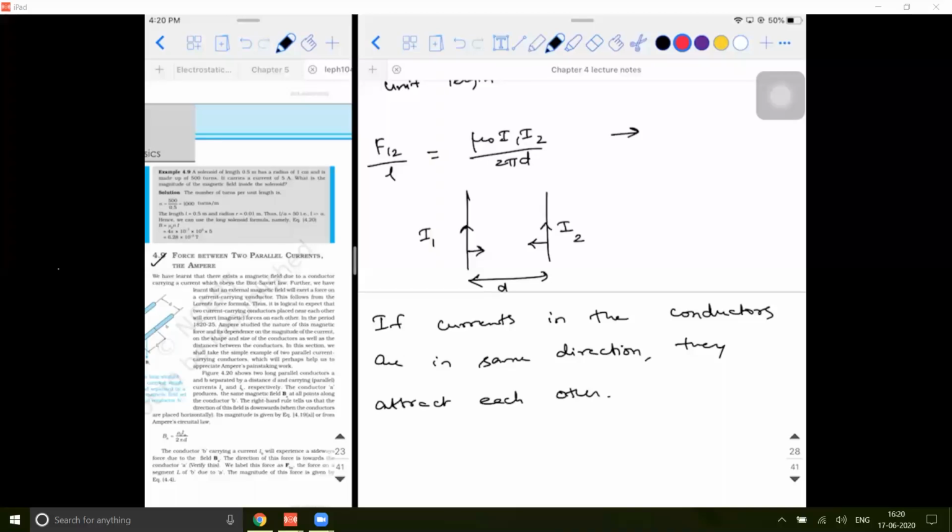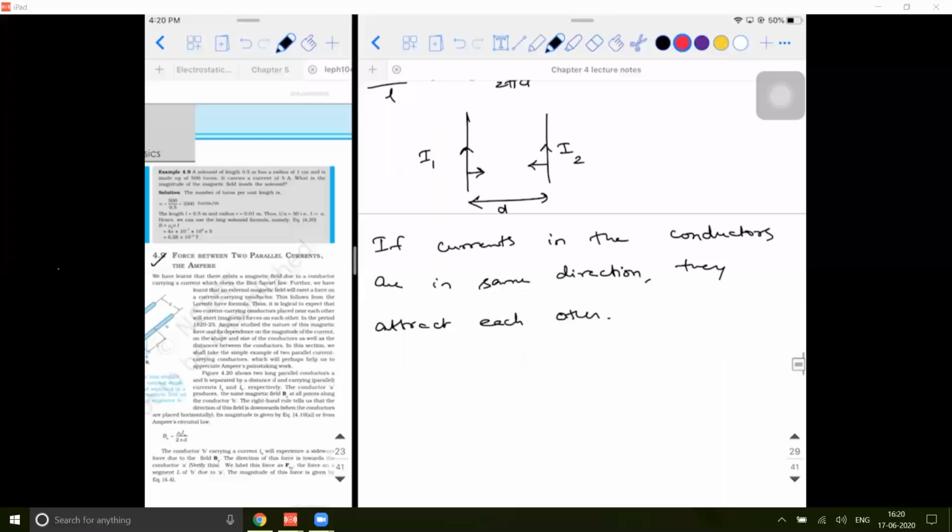If they're in the opposite direction, they repel each other. It is exactly the opposite of what happens with charges. Two like charges repel, but here like currents will attract. This is how you can remember. Similarly, if one current is flowing in the upward direction and the other in the downward direction, they tend to repel each other.